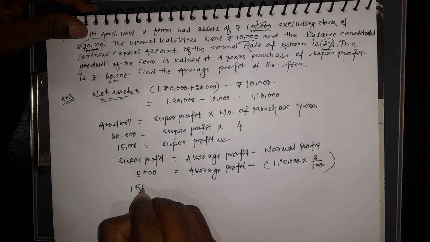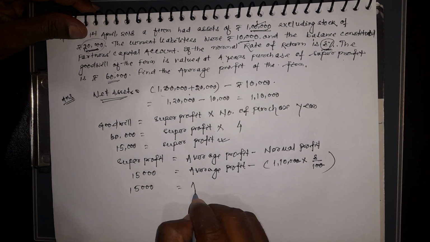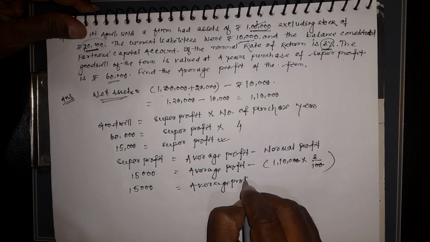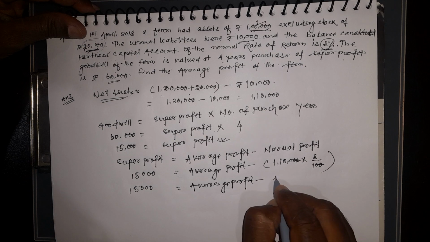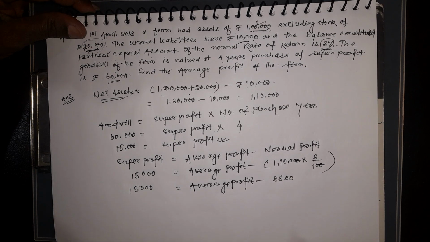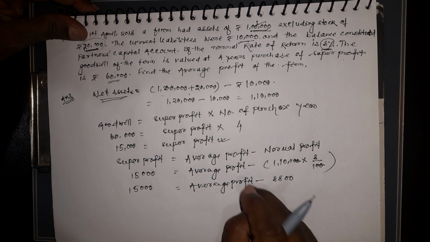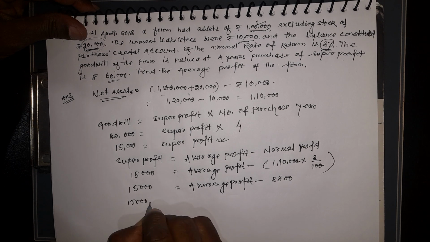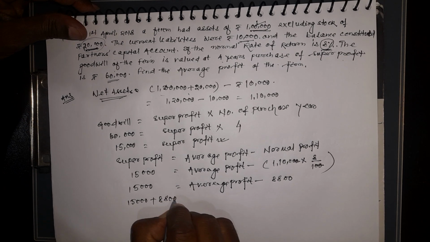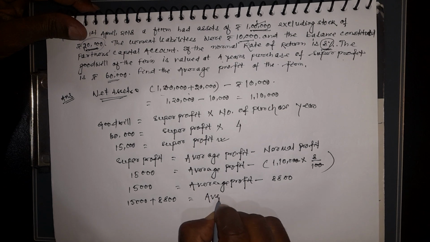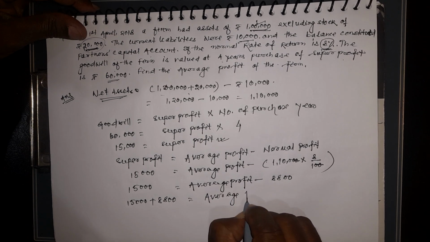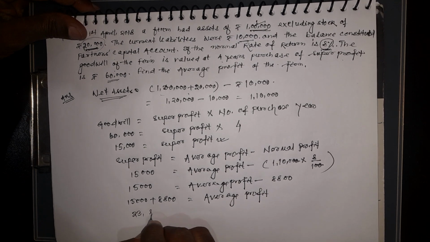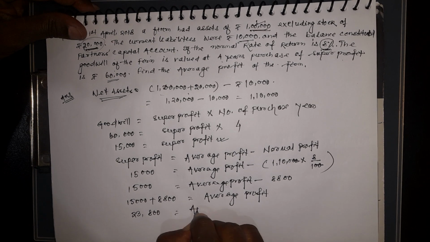So 15,000, then here we write average profit minus, it will be 8,800. Clear? So 8,800 is minus, so it will be plus on this side. So 15,000 plus 8,800 equals average profit. Simply change the side. So average profit will be 23,800.